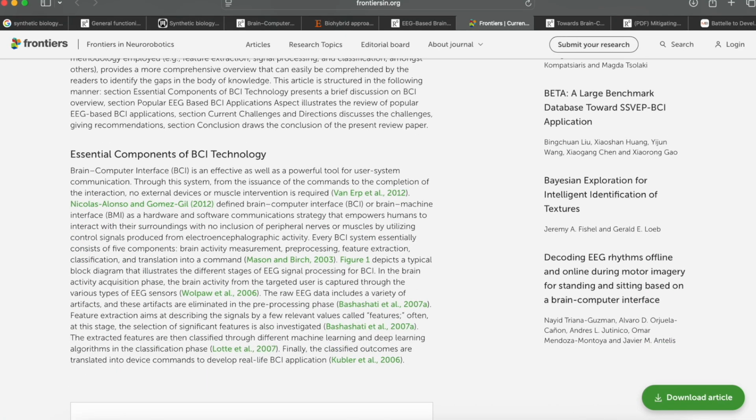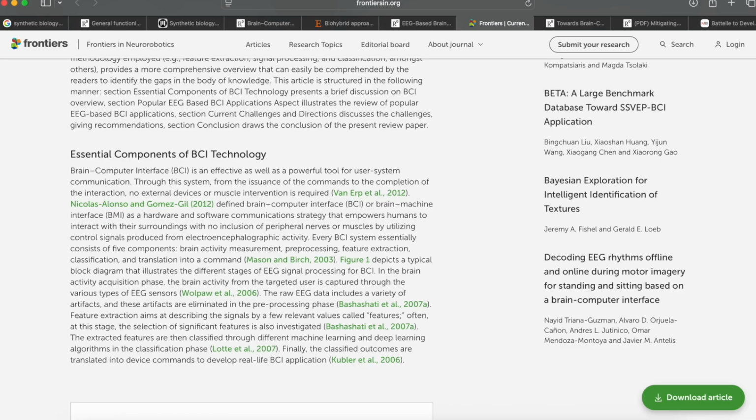Essential components of BCI technology. Brain-computer interface. BCI is an effective as well as powerful tool for user-system communication. Through this system, from the issuance of the commands to the completion of the interaction, no external devices or muscle intervention is required. Nicholas and Gomez define brain-computer interface or brain-machine interface as a hardware and software communication strategy that empowers humans to interact with their surroundings, with no inclusion of peripheral nerves or muscles, by utilizing control signals produced by electroencephalographic activity.